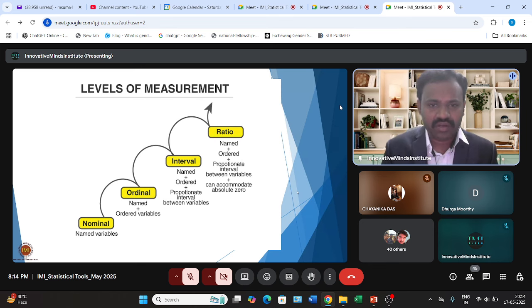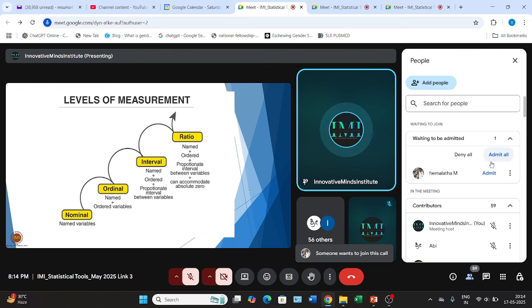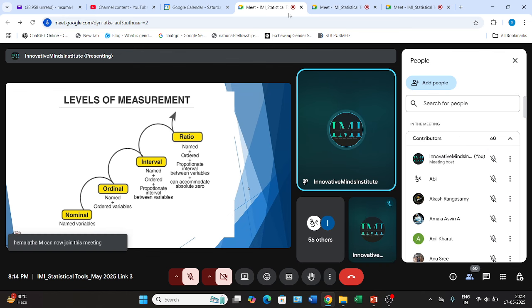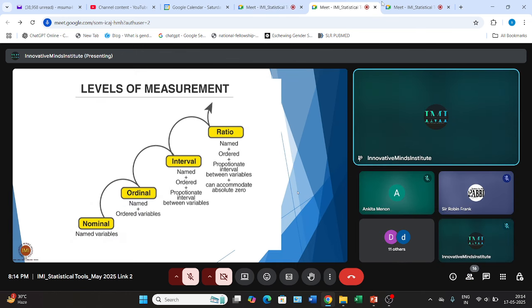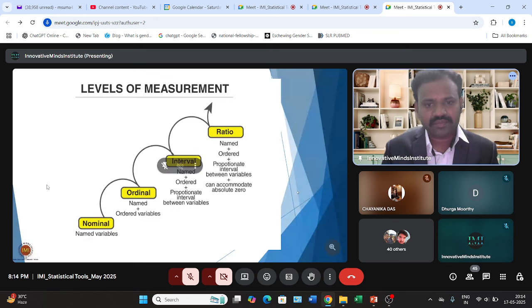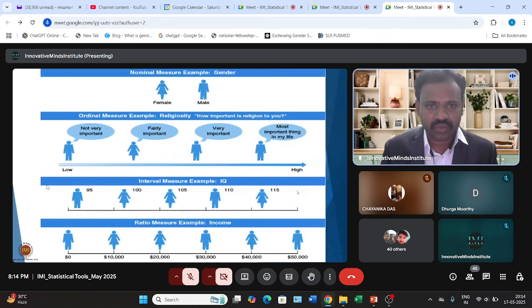So this is nominal, ordinal, interval, ratio. Nominal means only named variables, some name we are giving for the classification. Ordinal means name plus rank order will be there. Interval means name, order plus proportionate interval between the variables, meaning equal interval between the variables. Ratio means the value absolute zero has meaning. In interval, there is no meaning for absolute zero, right?